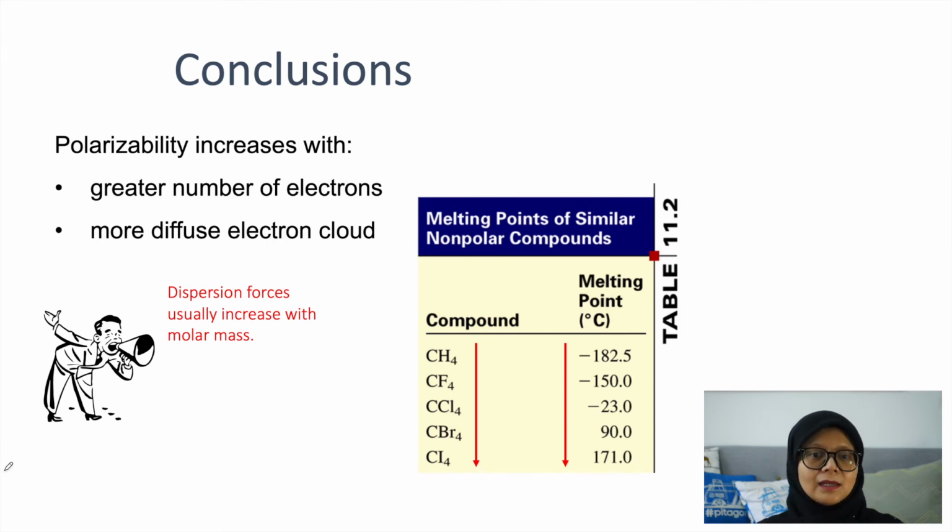Last but not least, the conclusion for this topic: polarizability increases with a greater number of electrons, so it must be related to size and a more diffuse electron cloud. Dispersion forces also usually increase with molar mass. That's all for this part, the London dispersion forces, which are related to the polarizability that we learned in Fajan's rule.